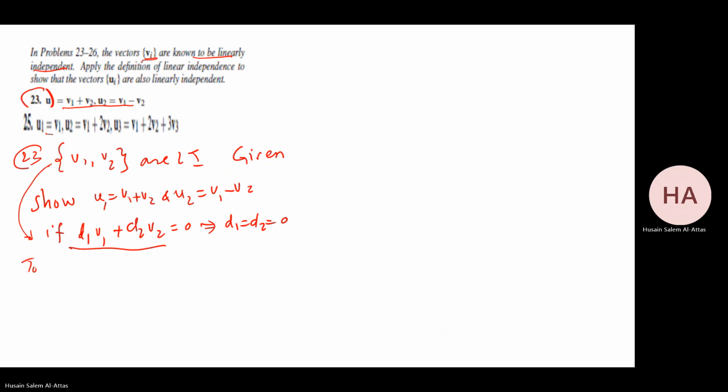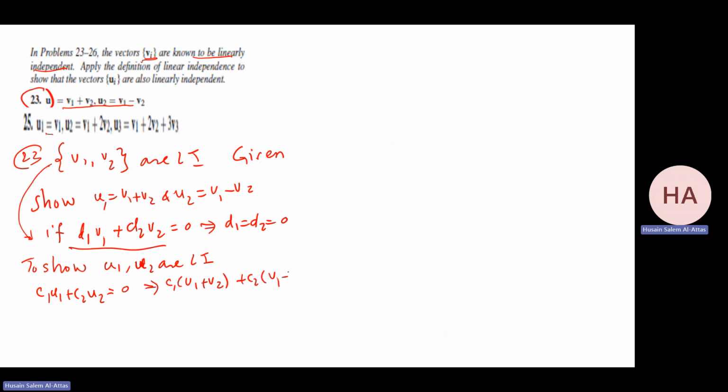Now to show U1 and U2 are linearly independent, I will do what? C1 U1 plus C2 U2 equals 0, and I will prove these C's are 0. So that means C1 times V1 plus V2, plus C2 times V1 minus V2 is equal to 0. So in terms of V1, I have C1 plus C2 times V1 plus C1 minus C2 times V2 is equal to 0, which is similar to this. It means this should be equal to 0 and this equal to 0. Since I have a constant times V1 plus a constant times V2 is equal to 0, and since they are linearly independent, it means those constants are zeros.